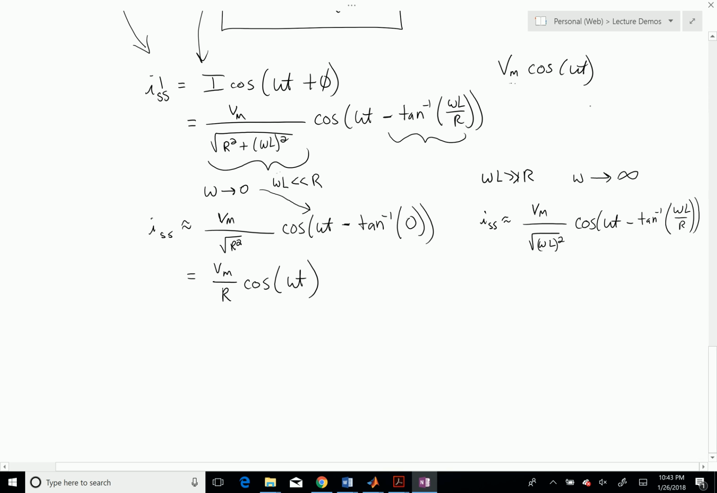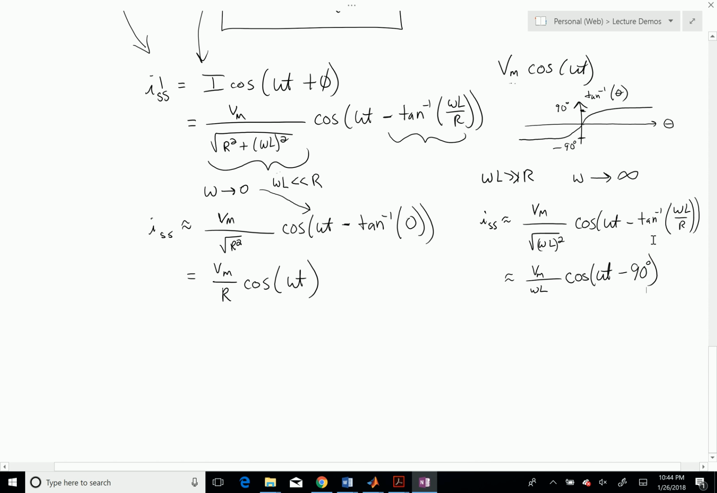If I look at the arctangent function, here's theta, here's arctan theta, what you would see is it looks something like this. It basically varies between minus 90 degrees and plus 90 degrees. So if the argument omega L over R gets really large, this is going to approach 90 degrees, and so this is going to become approximately Vm over omega L times cosine of omega t minus 90 degrees.